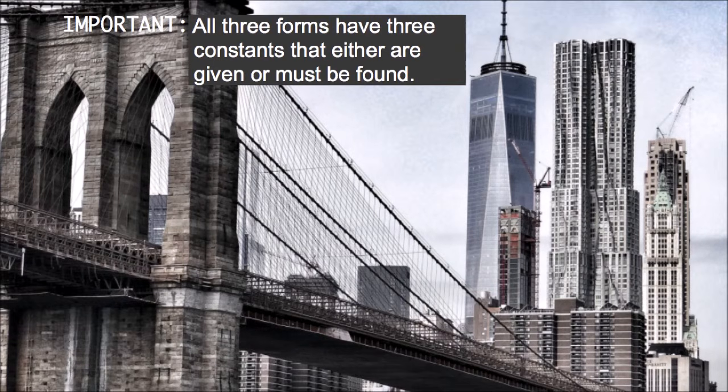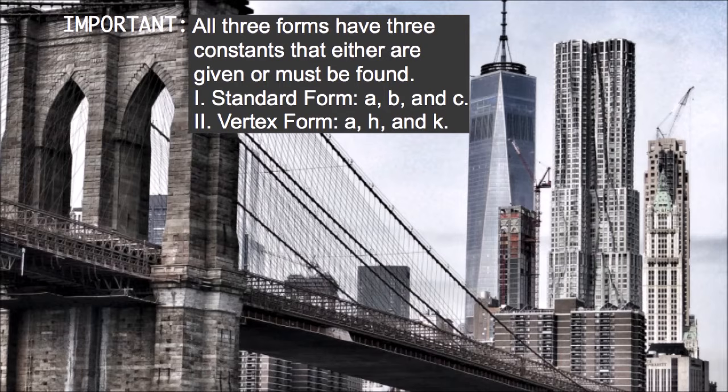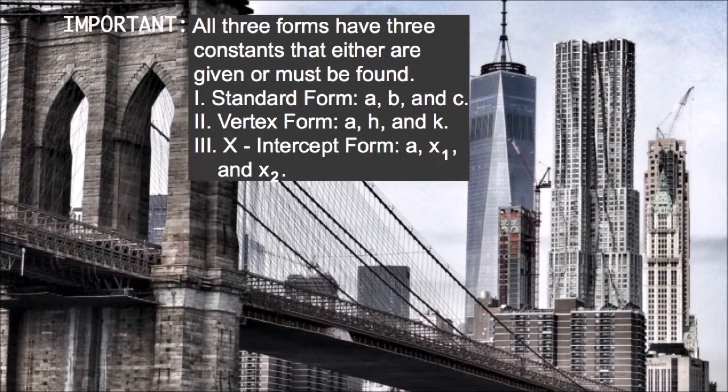Important. All three forms have three constants that are either given or must be found. In the standard form, we have a, b, and c. In the vertex form, we have a, h, and k. And in the x-intercept form, we have a, x1, and x2.